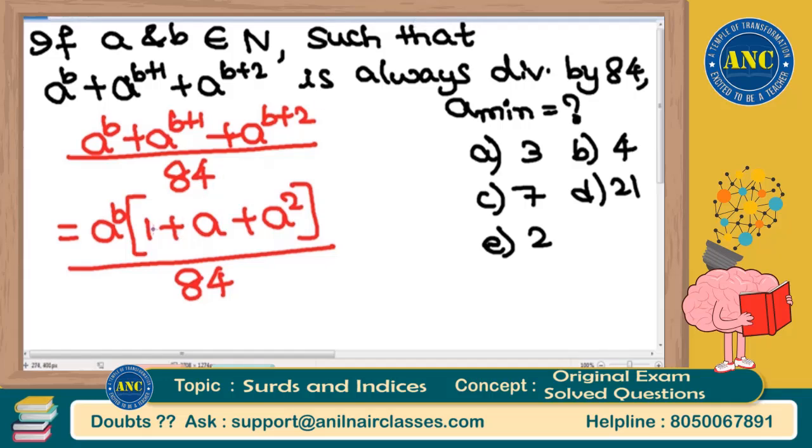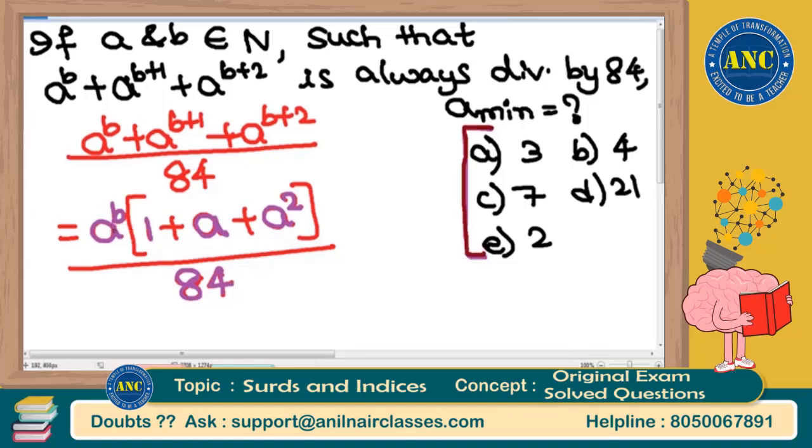If I put the minimum value of A as 1, first of all 1 is not there in the answer options. Suppose I put A as 1, 1 power anything is 1, so that is anyway divisible by 84. If I put the value 1 here, it is 1 plus 1, 2, and then again 1 power 2 is 1, 1 plus 1 plus 1 is 3. 3 is a factor of 84. But 1 is not in the answer options, so it is ruled out.